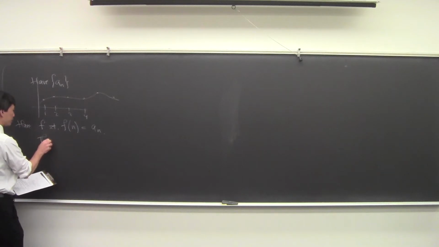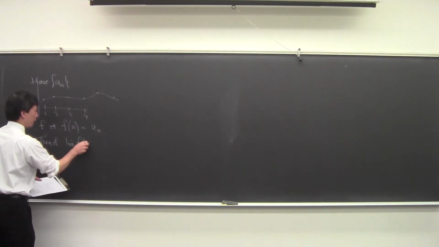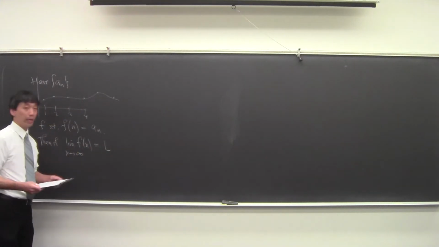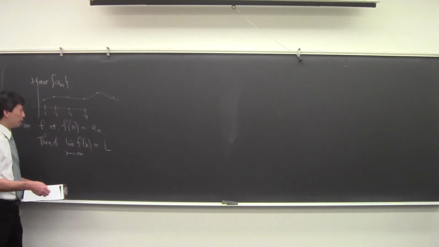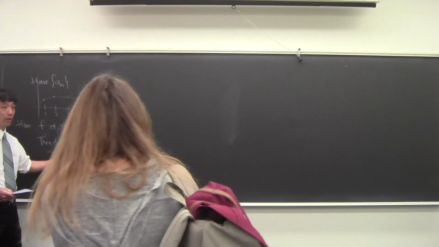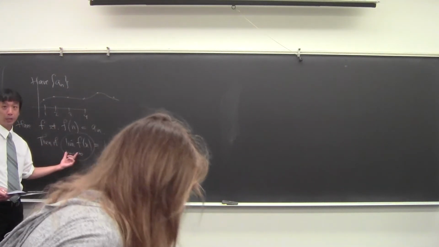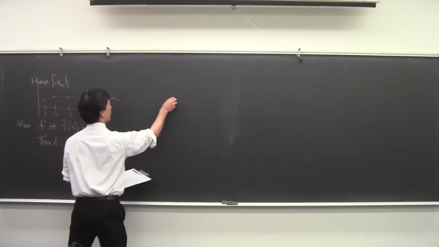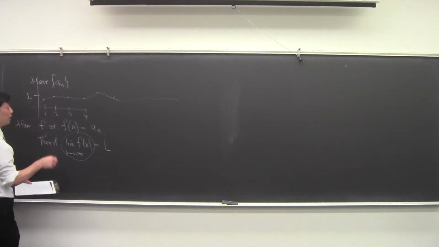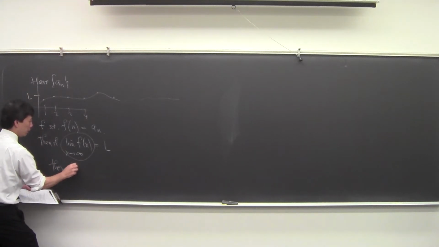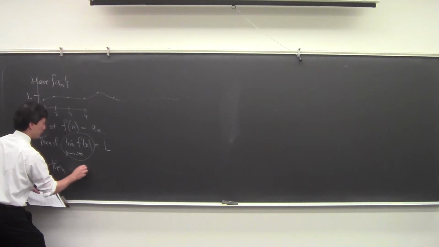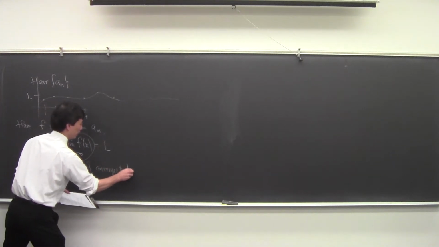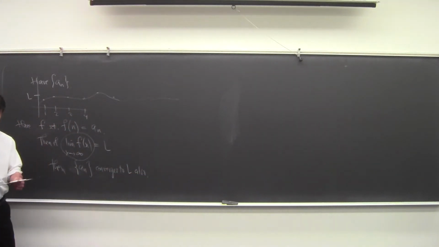Then if the limit of f of x as x goes to infinity equals some number L, right? And this is something that I hope you have seen in Calc 1, the limit of a function as the variable goes to infinity. If that limit exists, then your sequence converges to L also.